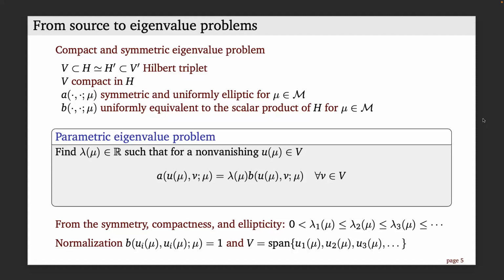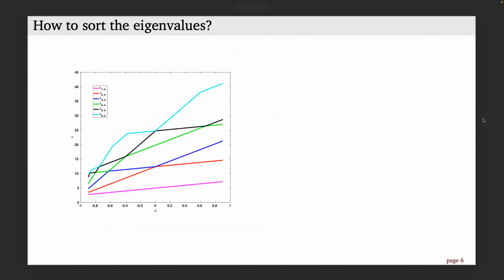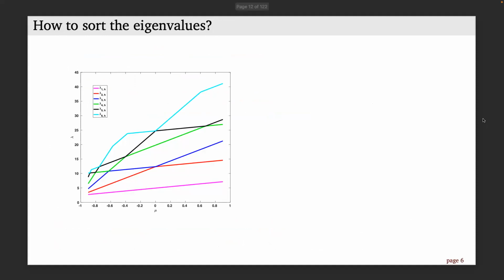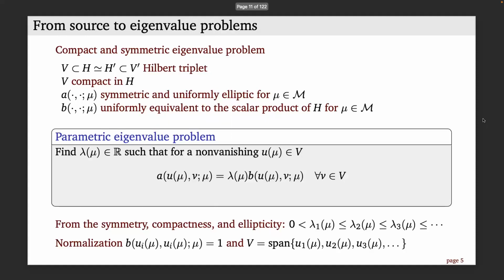And we normalize the eigenfunctions by using the bilinear form B, say they have L2 norm equal to 1. And it's also well known, from the characterization of spectral operators, that the space V can be seen as generated by all the eigenfunctions of this operator. Now there is one thing that I'm hiding here, that's why I put this slide here. So how do we number things?